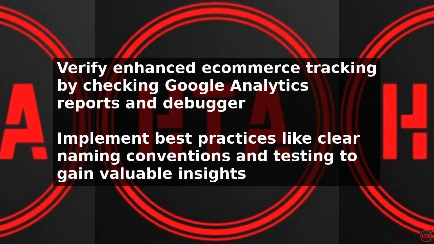Best practices for implementing Google Analytics Enhanced E-commerce include setting up clear and consistent naming conventions for your products and categories, using the data layer to capture all relevant e-commerce data, and testing and verifying that the tracking is working correctly. By following these steps and best practices, you can gain valuable insights into your site's shopping behavior and make data-driven decisions to improve your e-commerce strategy.